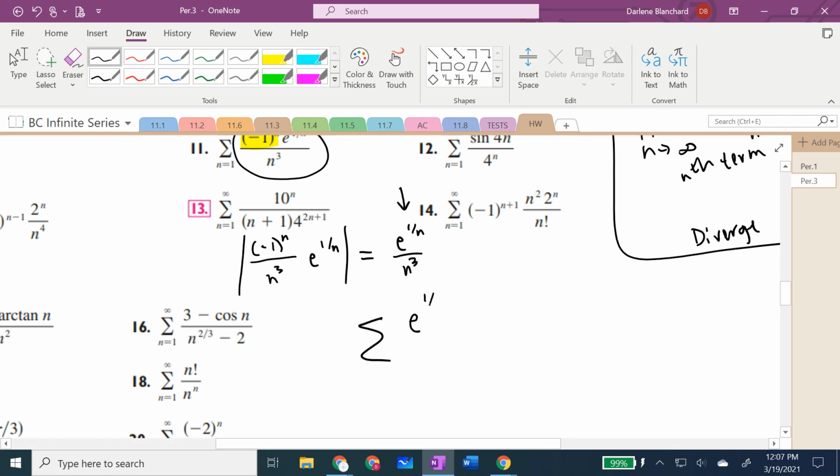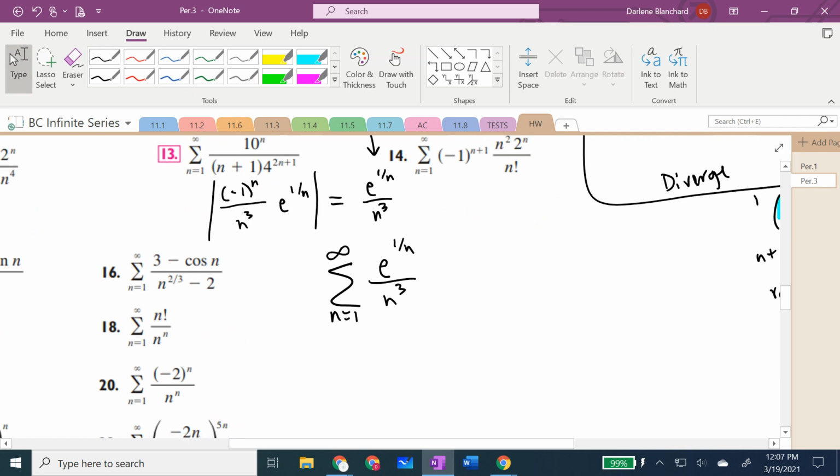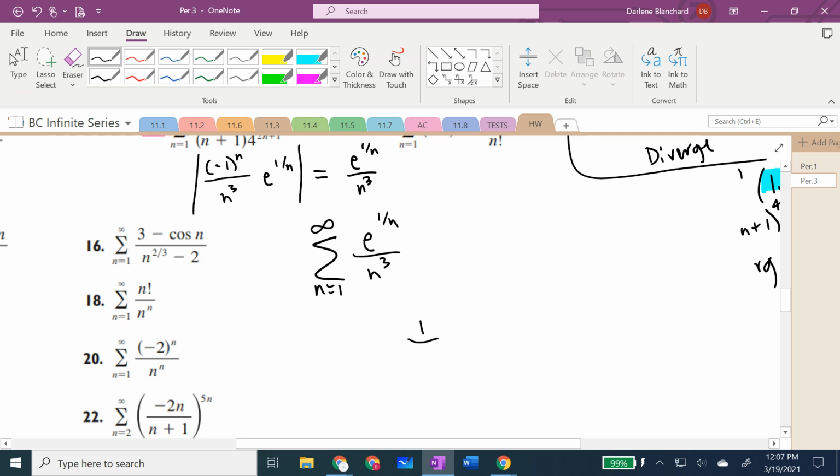If this is my sigma, I want to think if there's something I can compare it to, because I do realize that 1 over n cubed, if I were able to compare it to that or a multiple of that, I've got a converging P series. Now, we just looked at the fact that as n approaches infinity, e to the 1 over n is heading to e to the 0, which is 1.